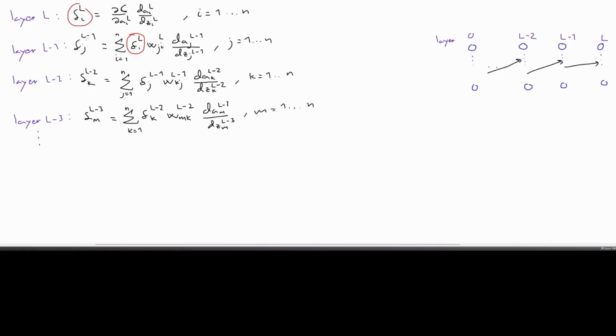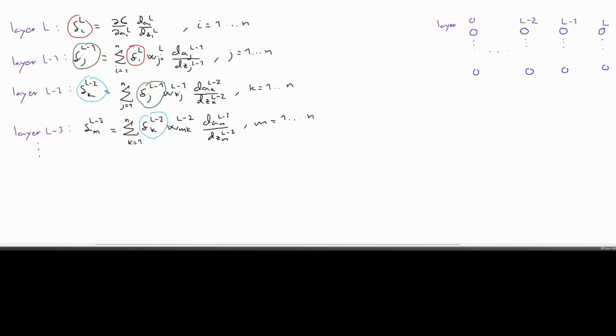And once we computed the delta j terms for all the neurons in layer L-1, where j goes from 1 to n, we can reuse the delta j terms in layer L-2, and then we can compute the delta k terms at layer L-2 and reuse the delta k terms at layer L-3. That way we get to reuse calculation. We don't recompute this term over and over again here, and we don't recompute this term over and over again here, and so on.